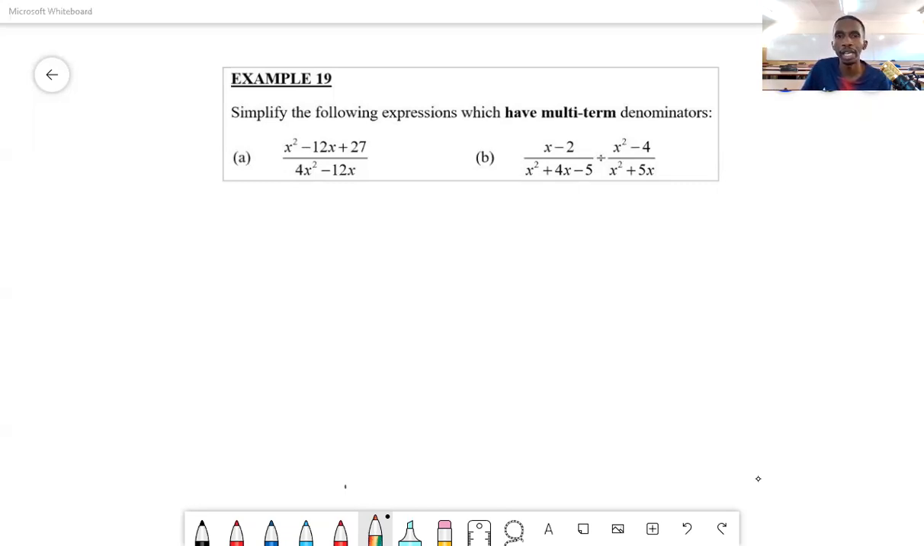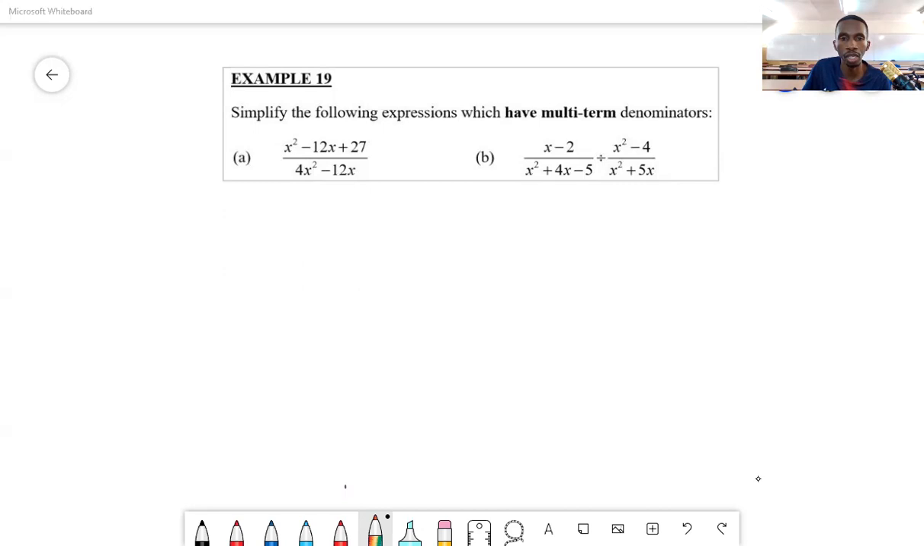So the aim of these problems is to factorize both your numerator and denominator in such a way that if you have like terms, you are able to cancel them out. If you have something that is common to both the numerator and the denominator, they will cancel each other out, and whatever is left, you simplify it for your final answer.